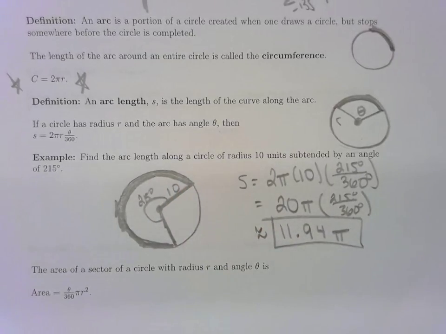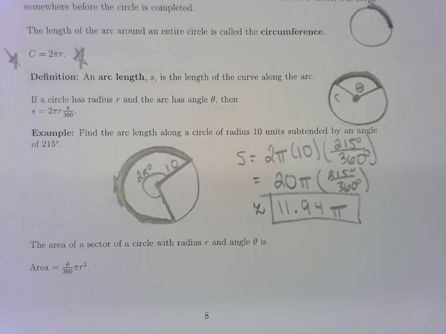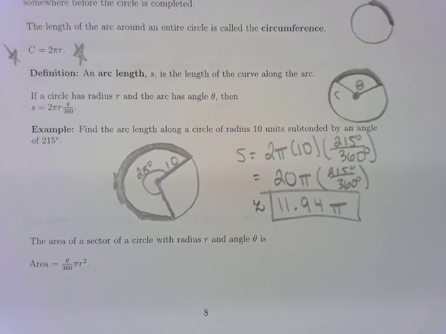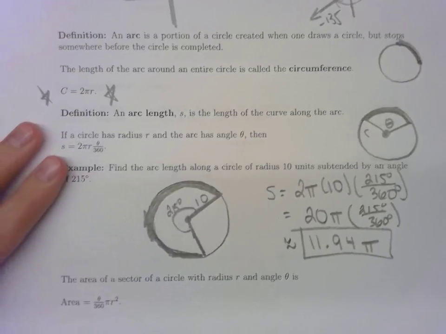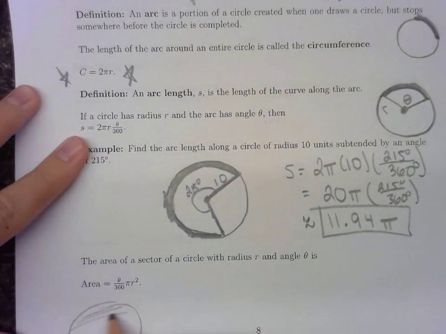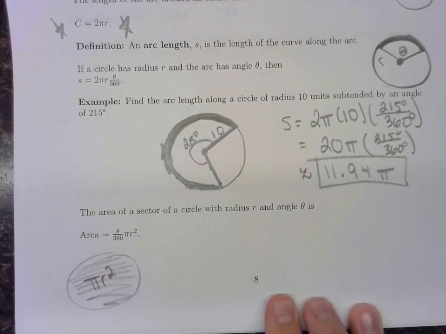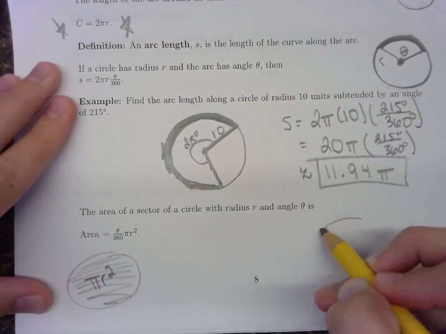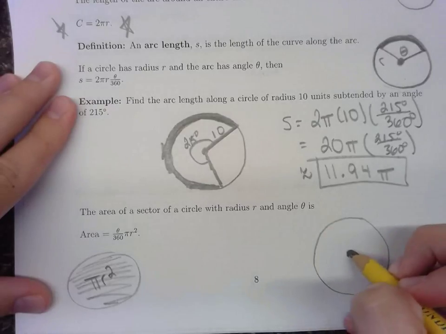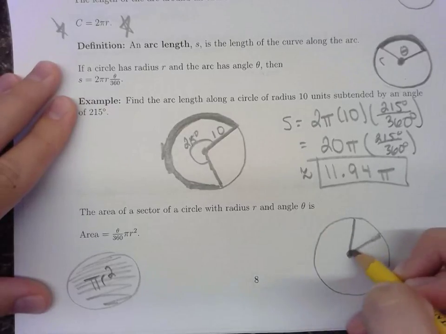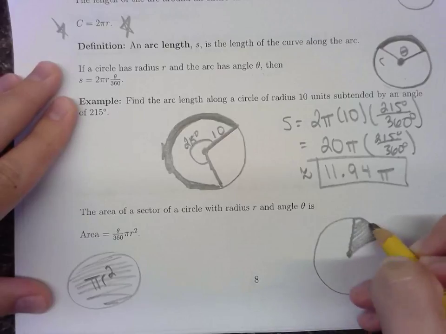Okay, so we have done the length of an arc. Now we're going to do the area of a sector created by an arc. So it says the area of a sector, this is bottom of page 8, with radius r and angle theta is, we have area equals theta over 360 times pi r squared. The area of a full circle is pi r squared, which again, you should have that memorized. Now the area of a sector. A sector is created by an arc. So this would be this area here, created by an arc here.